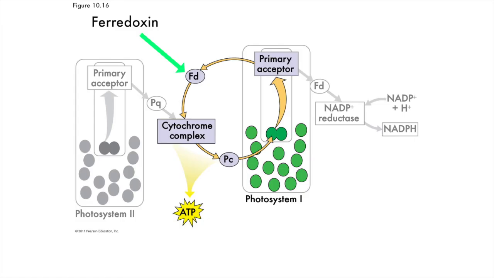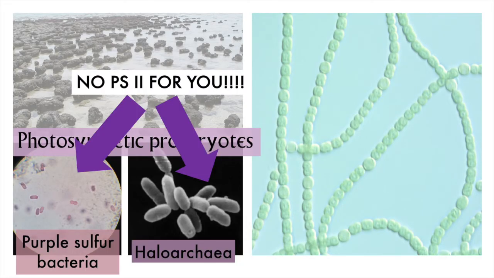Cyclic electron flow is thought to be the more ancient process. Some bacteria, namely purple sulfur bacteria and haloarchaea, don't have photosystem 2, so their photosystem is anoxygenic or doesn't produce oxygen. So photosynthesis evolved before there was an oxygen-rich atmosphere, and the evolution of photosystem 2 in cyanobacteria is what produced the oxygen-rich atmosphere that we enjoy today.